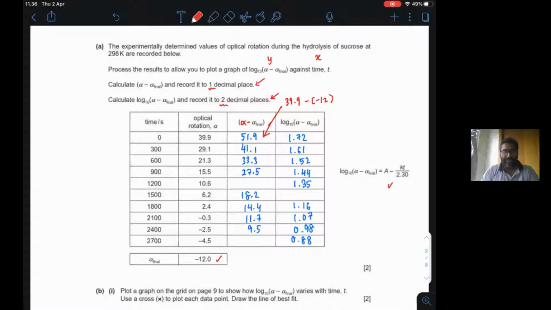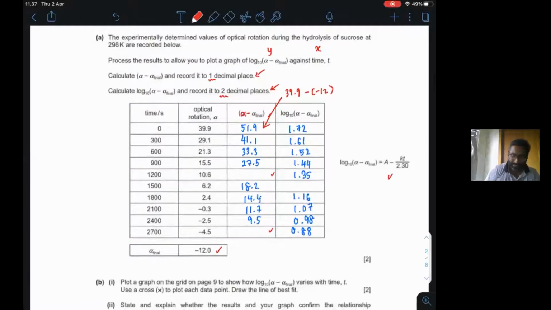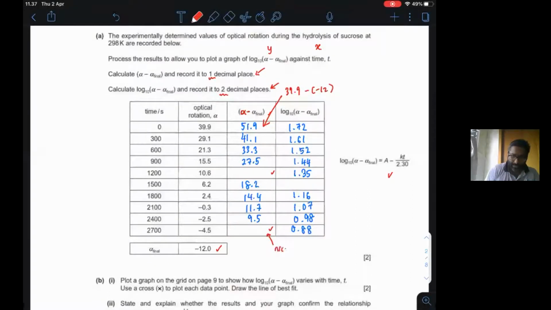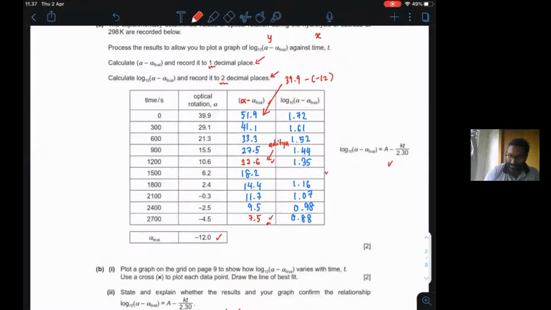I have completed this. Probably I'll ask 2 of you to complete these 2 parts. Maybe Aditya, you do 1. Nicole, can you do this part? Nicole, are you here? Yeah. 22.6. Okay, 22.6. Okay, someone else, maybe Elvin, can you do for Nicole? 7.5. Okay, so fast. Anyway, so that's 7.5, is it? Can someone help me to calculate the log 10?